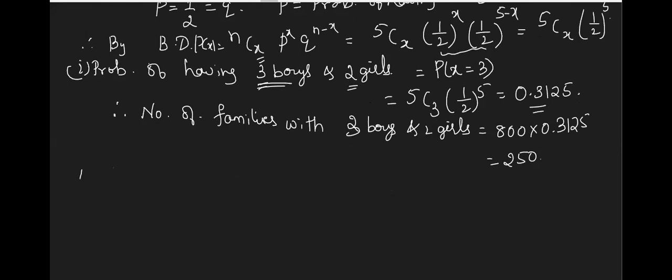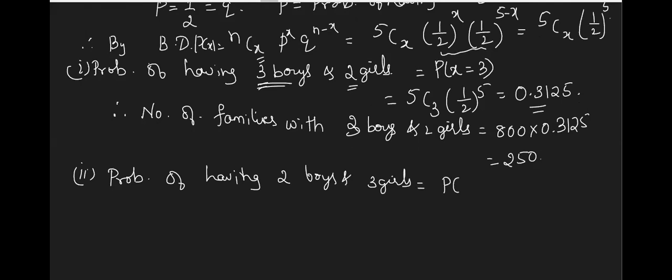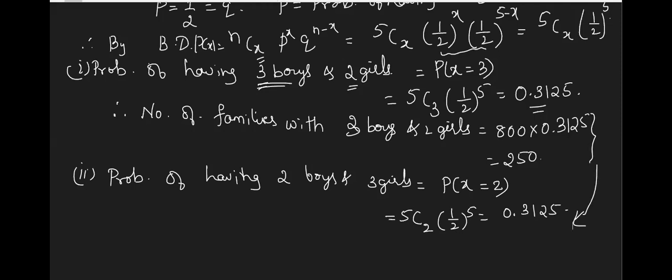Second one, is it the same? Check. Yes, ma'am, it is also the same. Shall I give it as homework? So it is 2 boys and 3 girls. So this is probability of X equal to 2. Even if you take X equal to 2, it is the same because 5C2 and 5C3 are the same. That is why you will get the same answer, 0.3125. Just write exactly the same for the part I have written, and you will get the number of families.